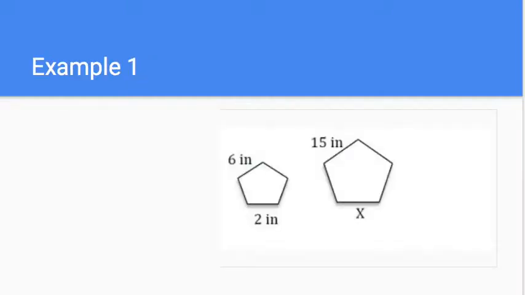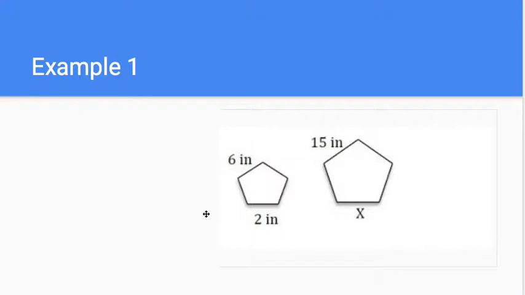I have these two pentagons. One has sides 6 inches and 2 inches, the other has sides 15 inches and side x. So I want to find x. Now if I look at these, the way they're sitting, they have corresponding sides together. And if you remember, whenever we did the angles, the corresponding angles are the ones that would overlap. If I could take both sets of intersecting lines and put them over each other, the corresponding ones were the ones that overlapped each other.